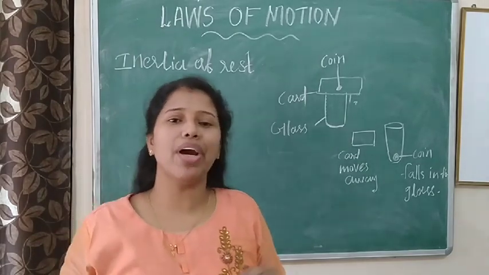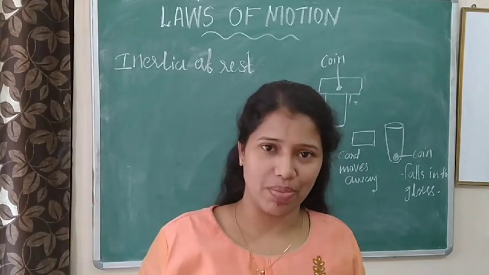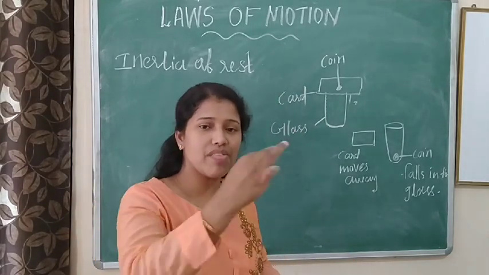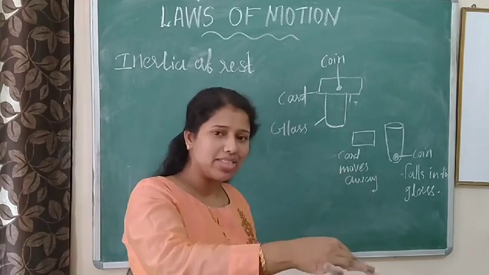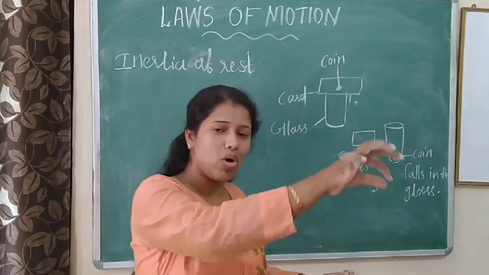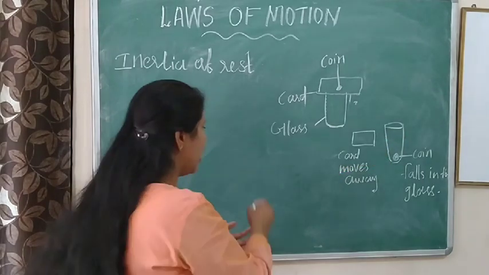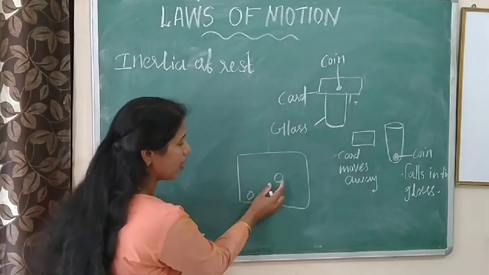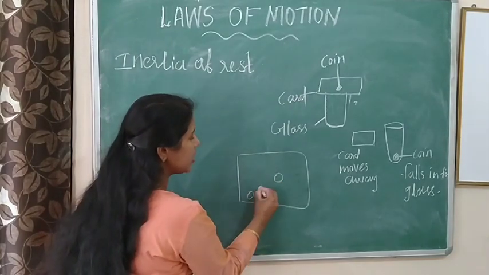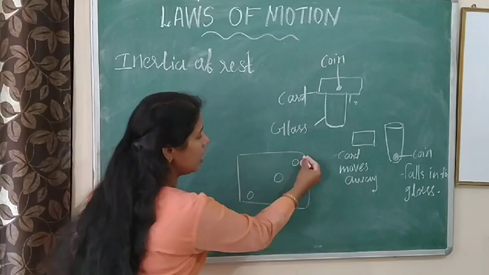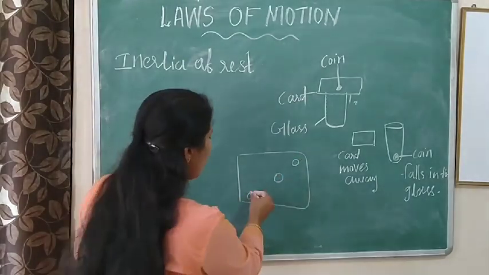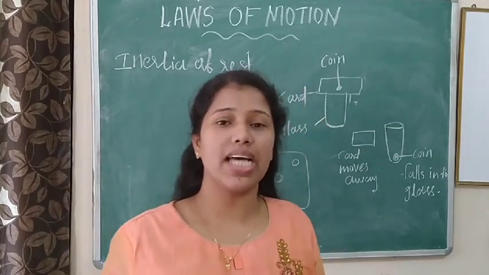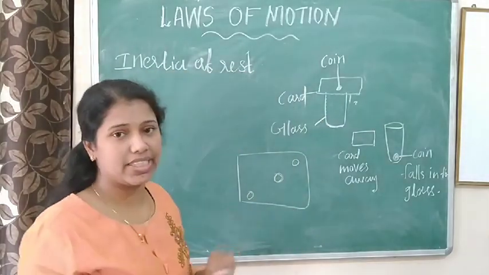Then one more example: the carom board. We strike one coin so that it touches another coin. The coin that is struck goes to another side, but the coin at the center stays in its place. This is another example of inertia of rest.